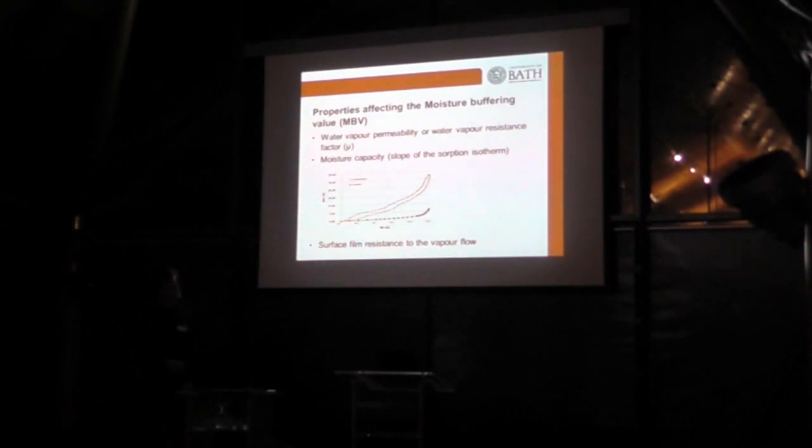So what we identified. Of course there's the water vapor permeability, and we often refer to it as water vapor resistance factor. So this is basically the speed at which the vapor can transmit through the material. And then there's the moisture capacity, which is the slope of the absorption isotherm, and this is the storage capacity.